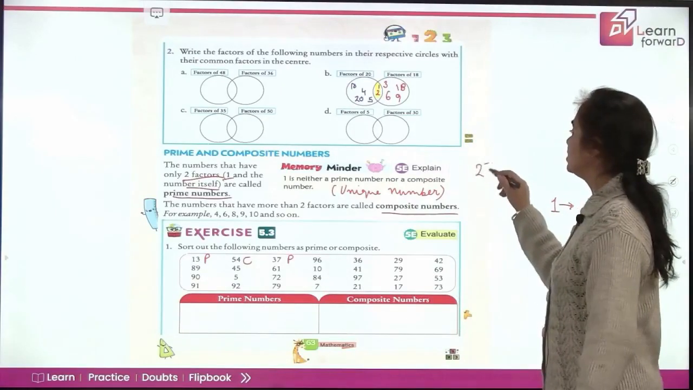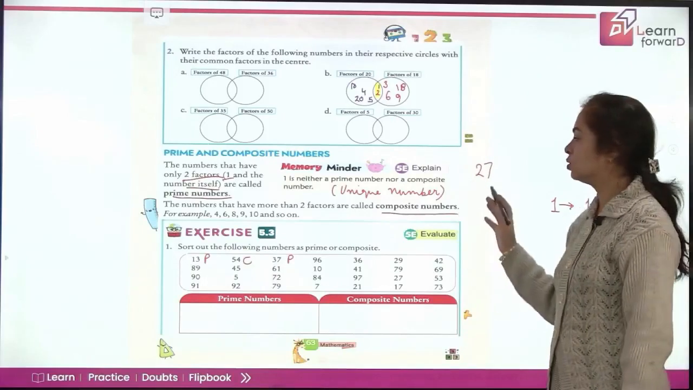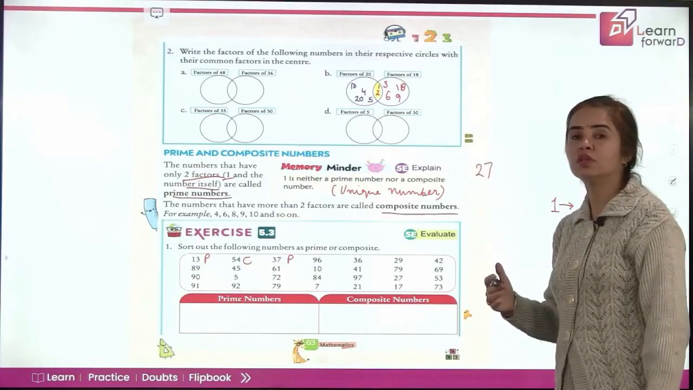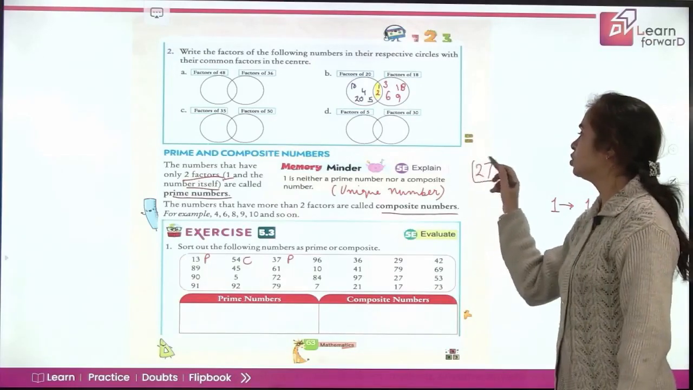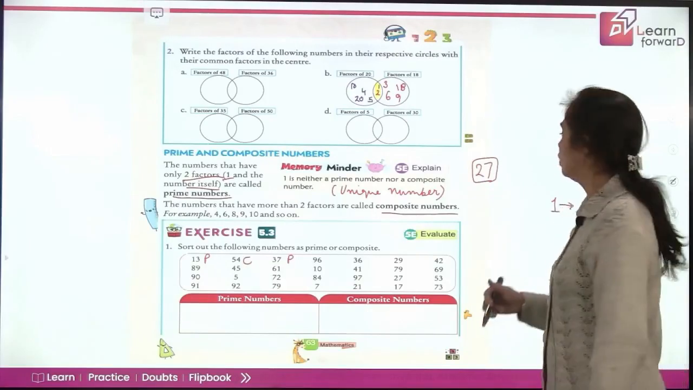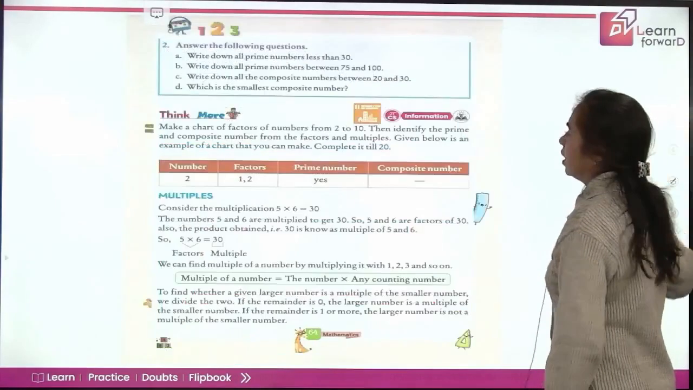Look at 27. What about it? This also has 7 at the end. But when I use my divisibility test for 3, I know 7 plus 2 is 9. So it is divisible by 3. So just be careful before skipping any of the numbers.